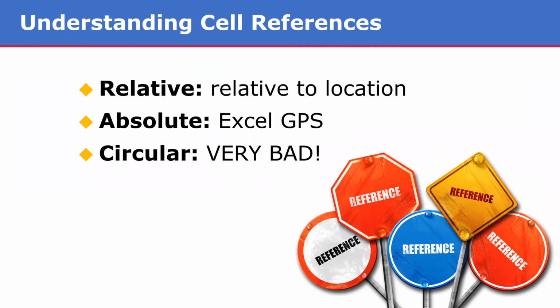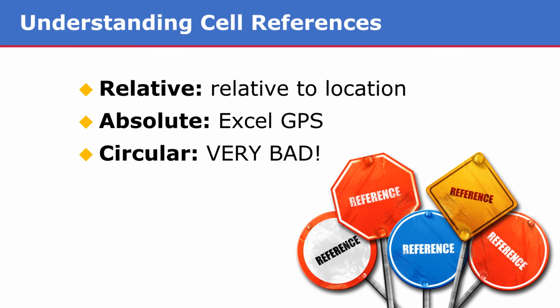But sometimes we may want to build absolute references. Now, an absolute reference means that we are saying always go to this particular location. We can think of it as the GPS in Excel. Regardless of where the formula may be located, we want it to go to a specific location.